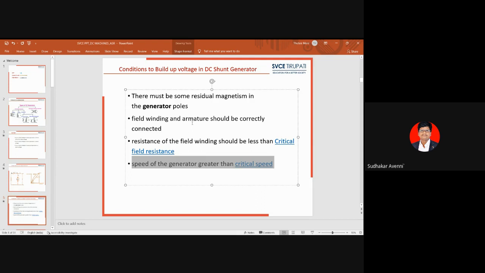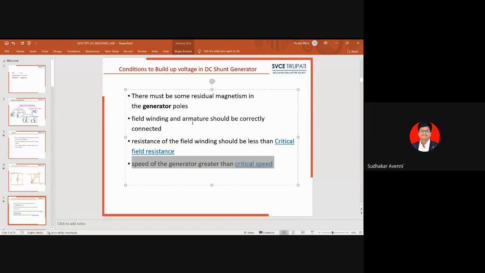Definitely, if you want the voltage build-up process in the DC shunt generator, we must make the generator speed more than the critical speed, that is 800 rpm. Once the generator runs at 800 rpm onwards, or more than 800 rpm, the generator will build up the voltage. If the generator runs below 800 rpm, it fails to build up the voltage.